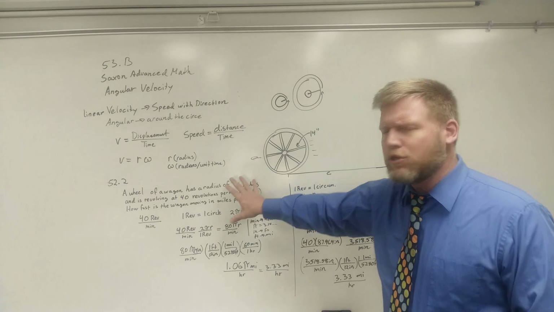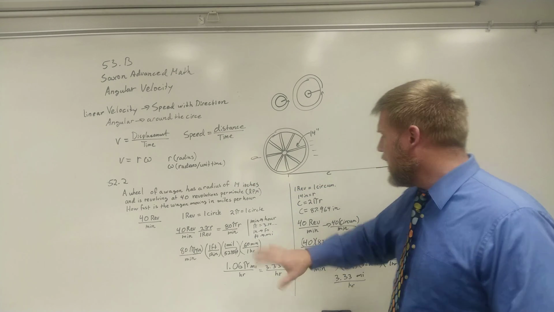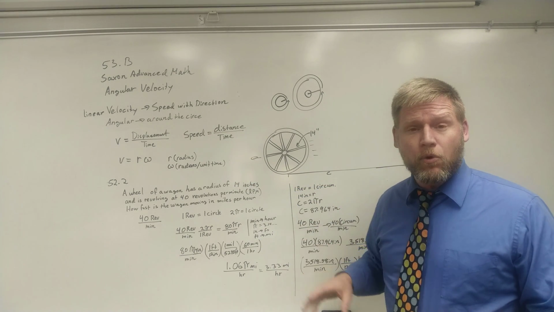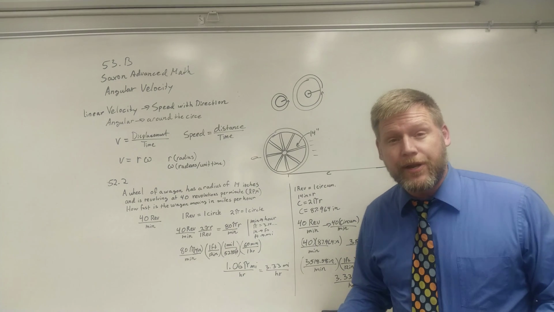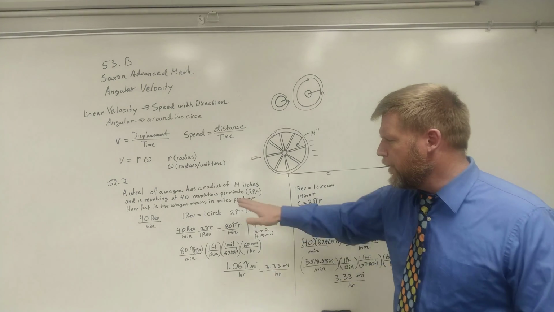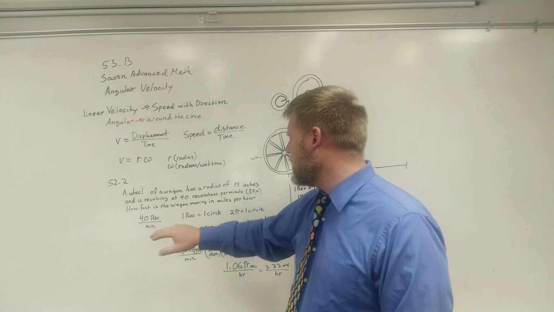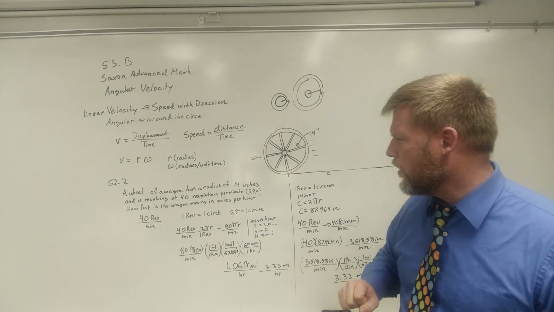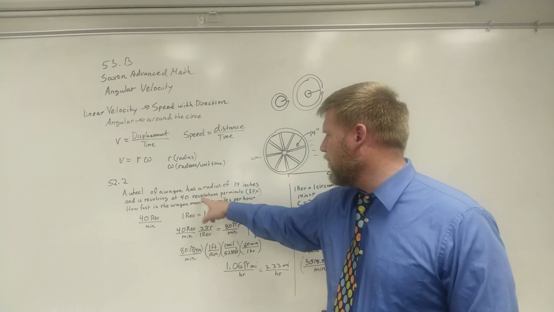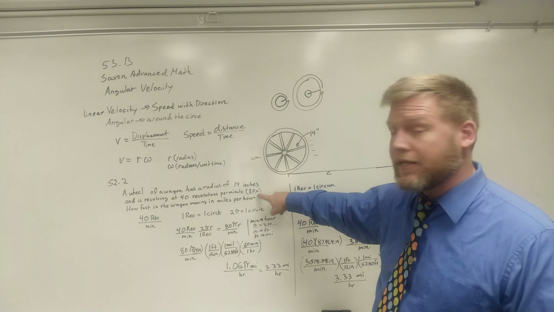We're going to go through the 52.2 example here, and then we're going to look at it with a little more of a logical base on where we're getting this. So to begin with here, they said that a wagon wheel has a radius of 14 inches, and it's revolving at 40 revolutions per minute. Now I went ahead and put it in, that's RPM.